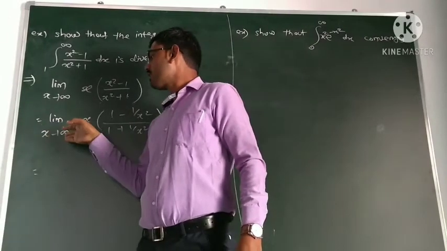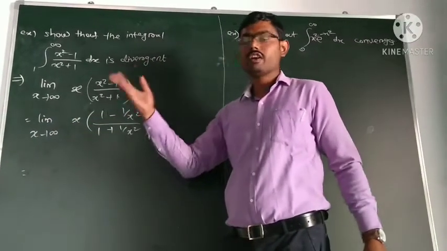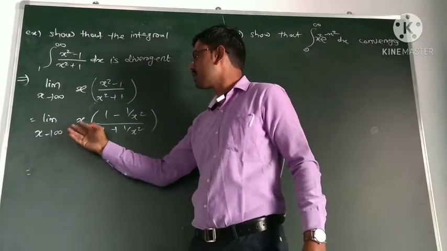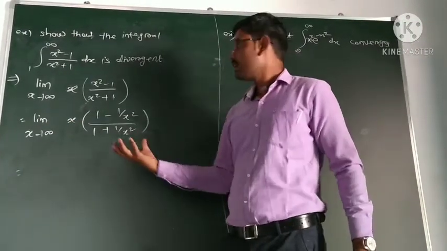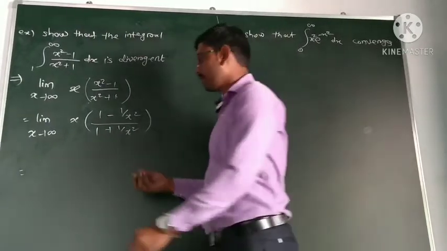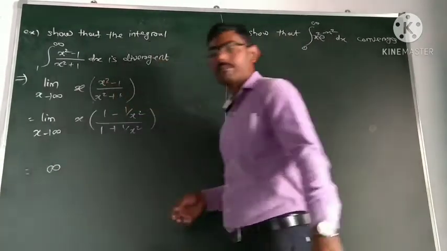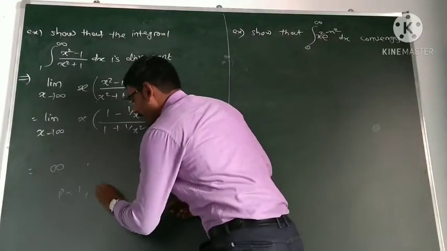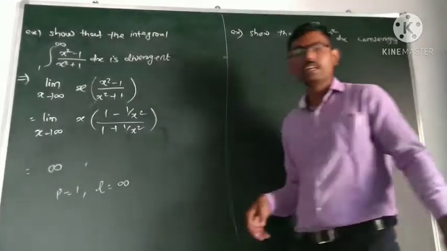But as x tends to infinity, this x also tends to infinity. And this is the infinite term. As x tends to infinity, this term goes to infinity, so the total term goes to infinity. Okay. So here p is equal to 1 and limit L is equal to infinity.